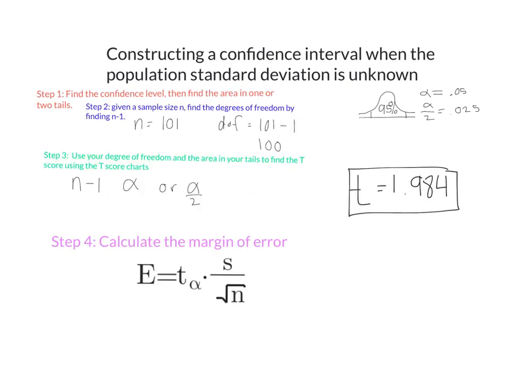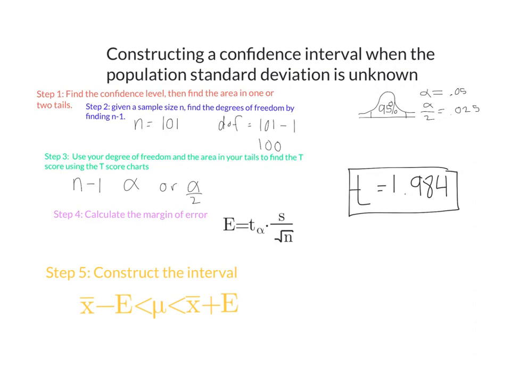The next step is to calculate the margin of error. So we have our margin of error is equal to the t-score that we found times s, which is your sample standard deviation, over the square root of our sample size. So it's the exact same formula as when we know the population standard deviation, except that the t-score was a z-score before, and our sample standard deviation was a population standard deviation before. So they're the same concepts that get plugged into the formula.